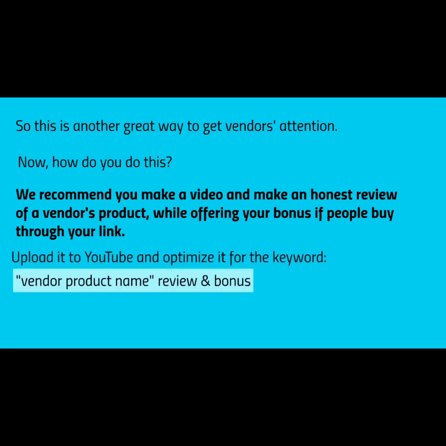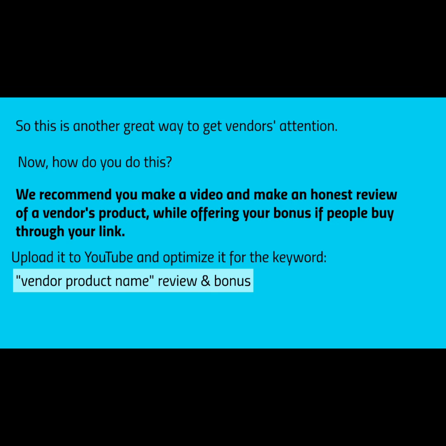So what we recommend is that you make that honest review, upload it to YouTube, and optimize it for the keyword "vendor product name review and bonus." Obviously, you replace the vendor product name with the actual product name. Then you put review and bonus in the title and in the description. You upload it to YouTube, and then you become an affiliate and promote it as an affiliate.